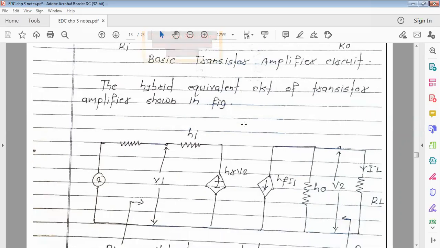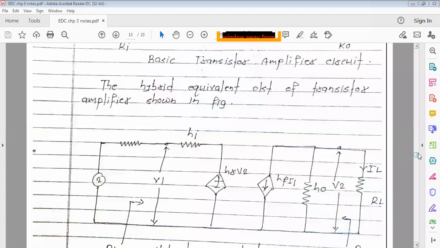Now we have to consider the equivalent circuit for the transistor, which has an input circuit and an output circuit. Here this is the input source, this is the source resistance Rs. Then the input parameter hi, and here a dependent voltage source hr into V2. So this is the input side equivalent circuit. This is the output equivalent circuit of the transistor.